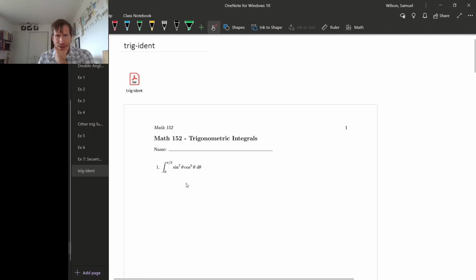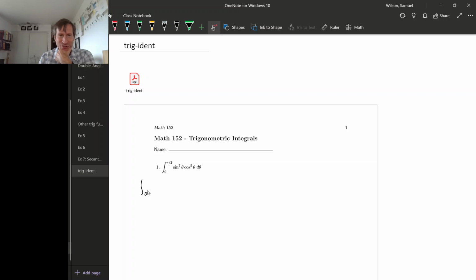Let's see what we get. So for this one, since both sine and cosine have odd powers, we can do either u substitution, either with sine or cosine. I would rather keep a cosine for a u substitution and turn the rest into sines, just because, I don't know, that's how I feel today.